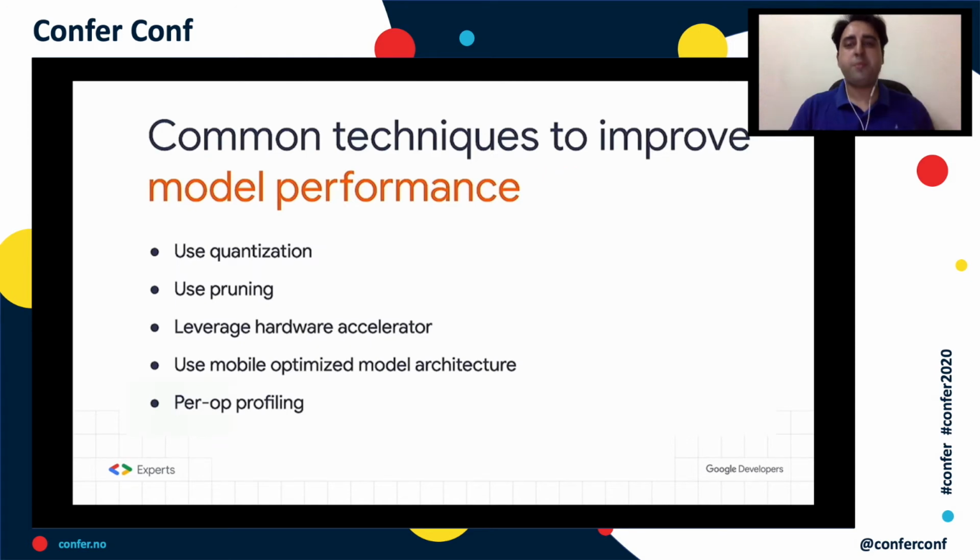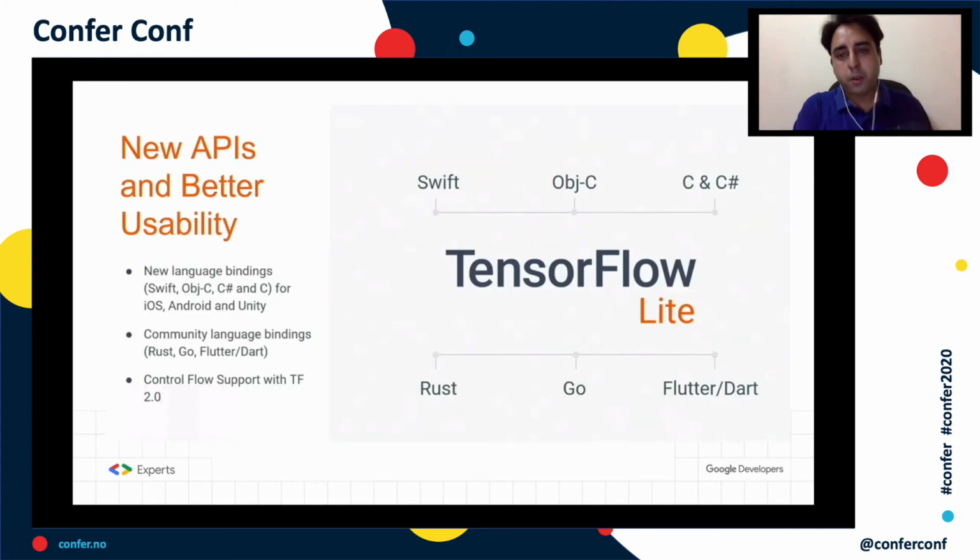Now, to get this level of performance with TensorFlow Lite, it utilizes a multitude of features and techniques. Some of them are quantization, some use pruning, some can be leveraged using the hardware accelerators that I'll talk about shortly, and they can use a mobile optimized model architecture such as MobileNet. And with this new version of TensorFlow Lite, the developer can also utilize per-op profiling features. And apart from all these performance enhancement techniques and new pre-trained models, TensorFlow Lite can now be run in all these different languages as well.